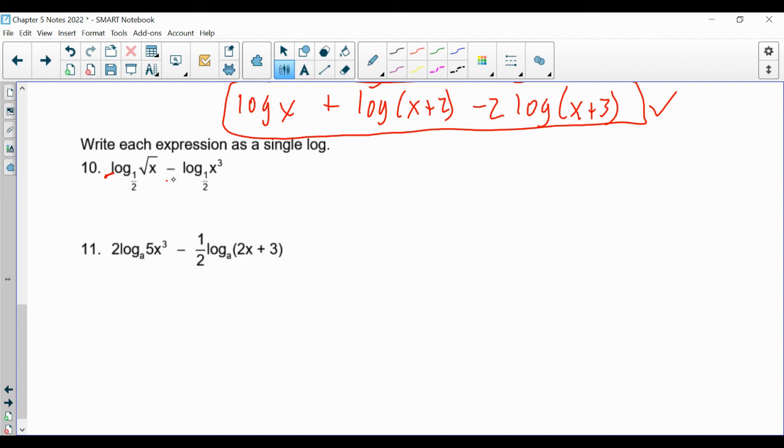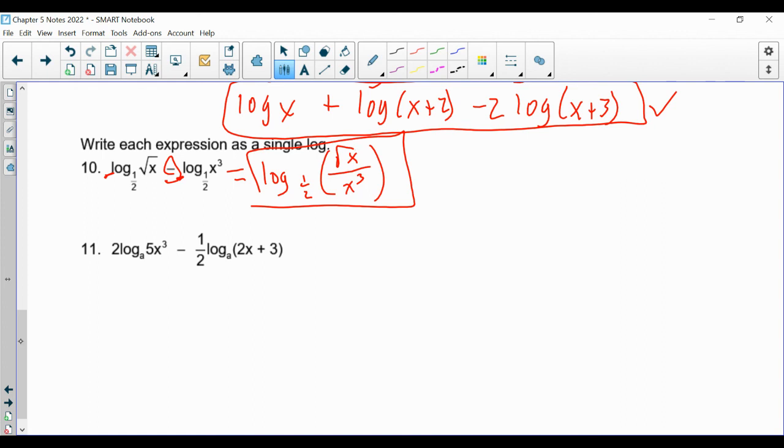First thing you want to check is to make sure that both the logs have nothing in front of them. So in this case, we're good. And then we deal with the operation in between. So subtraction means I can rewrite this as division. So I can say square root of x over x to the third. And that's perfectly fine. That's a single log. Yeah, we could simplify that a little bit with exponent rules, but I'm actually okay with it as it is.